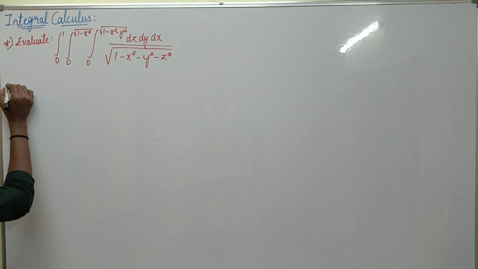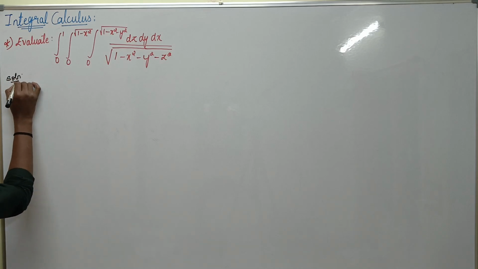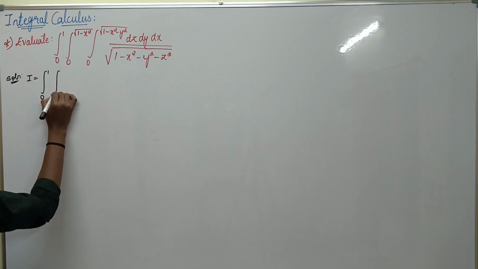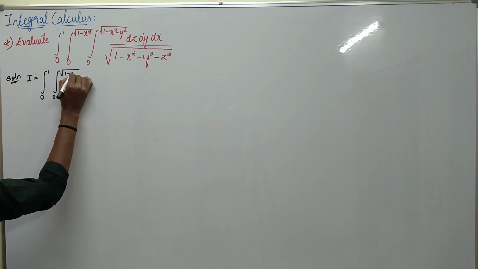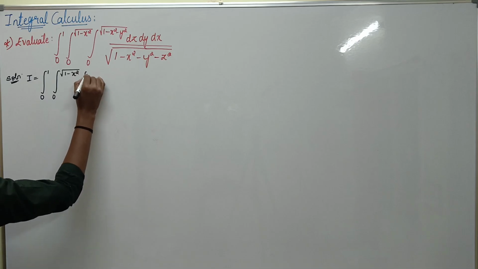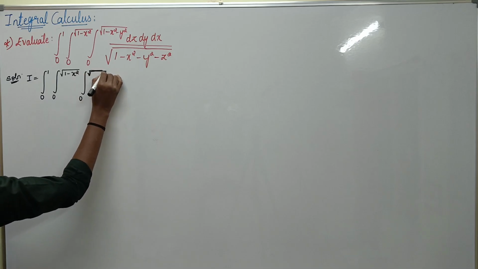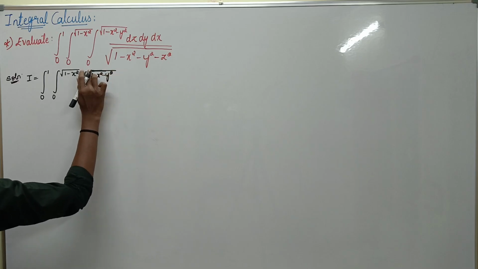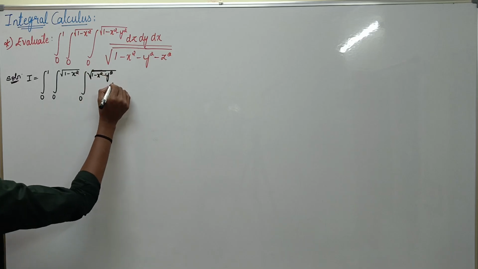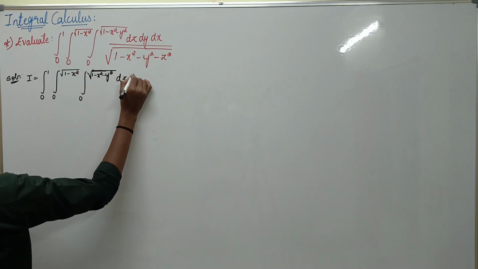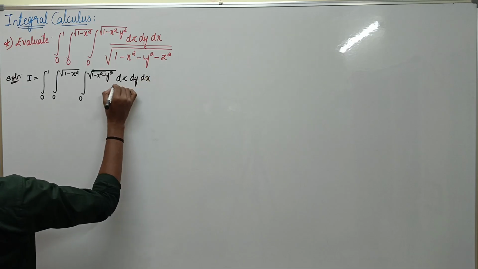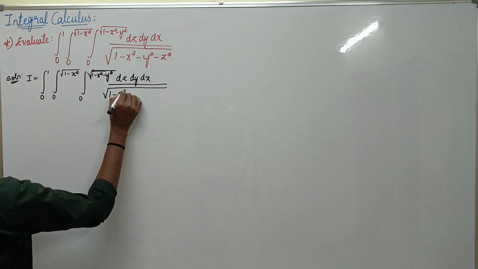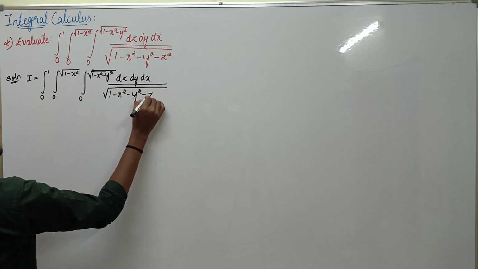Solution. I, which is equal to, always it should be represented by capital letter I, 0 to 1, 0 to root 1 minus x square, 0 to root 1 minus x square minus y square. Okay, let us write properly, into dz dy dx divided by root 1 minus x square minus y square minus z square.